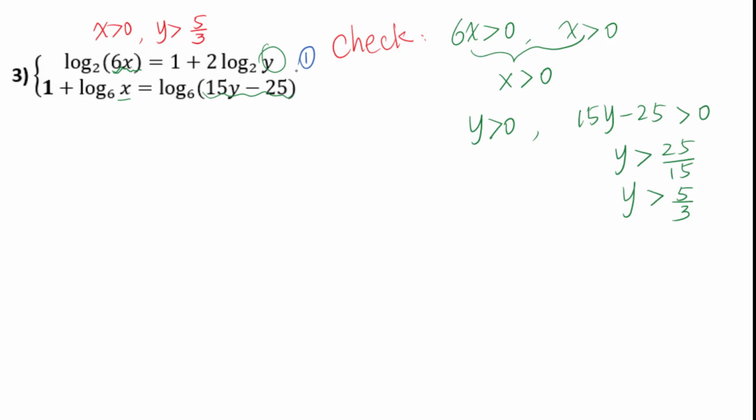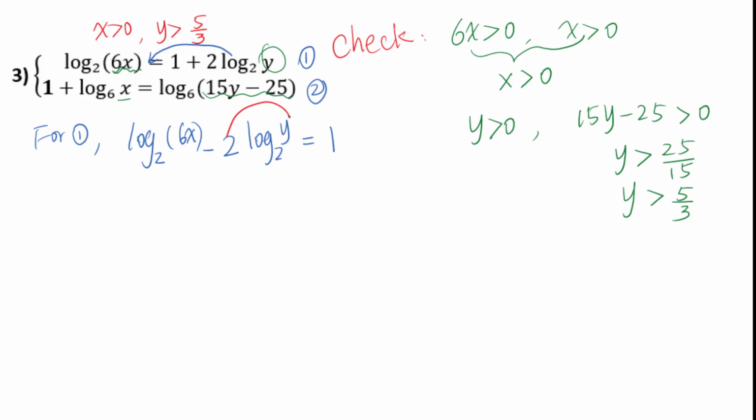Let's label this as the first equation, and this as the second equation. For the first equation, we know this is a logarithm equation. Not all logs are on one side, so we need to isolate the log on one side. log base 2 of 6x minus 2 log base 2 of y equals 1. Then we need to condense the log. This 2 jumps up as an exponent.